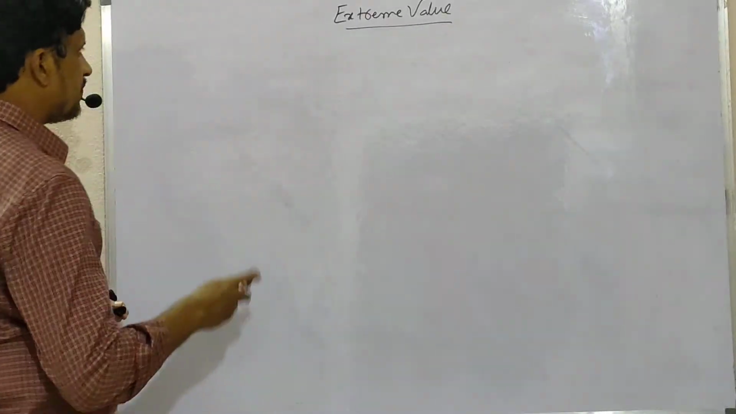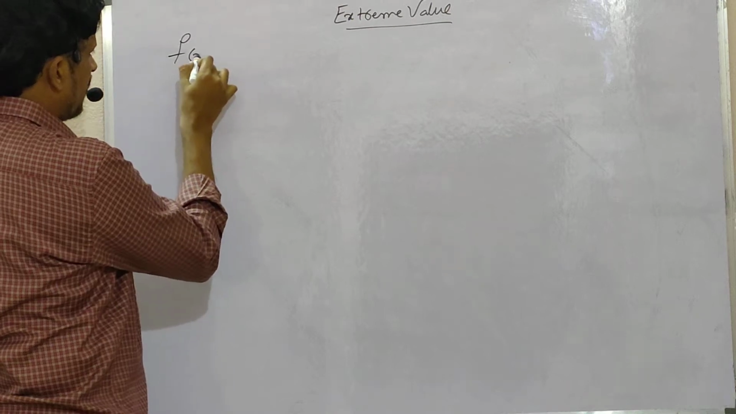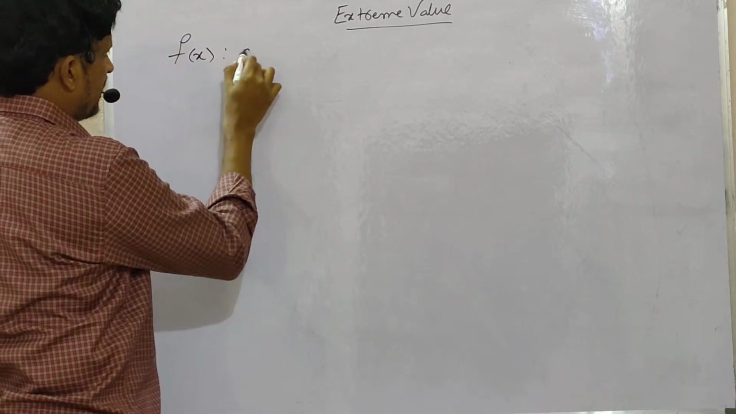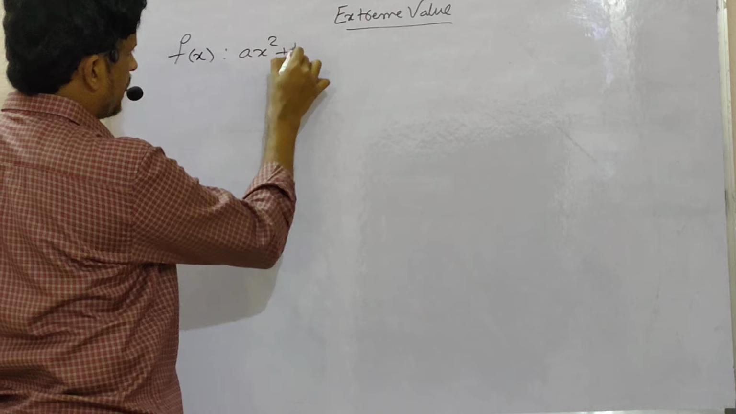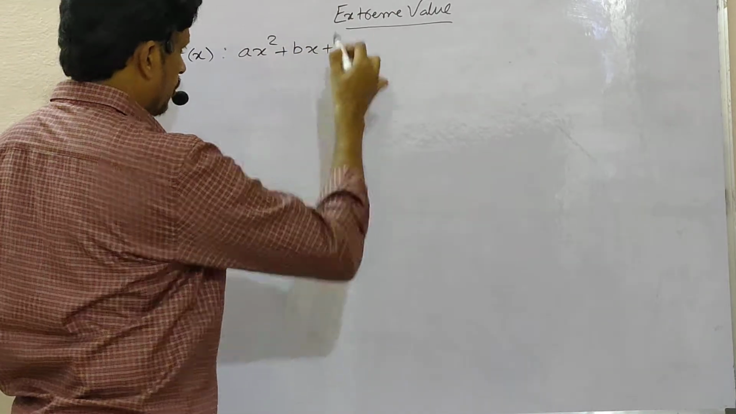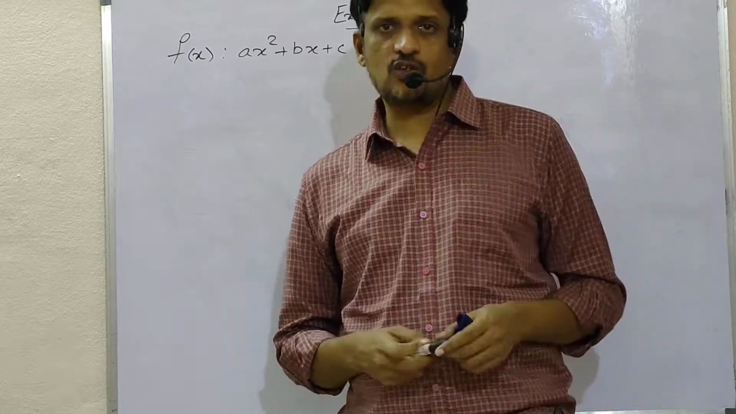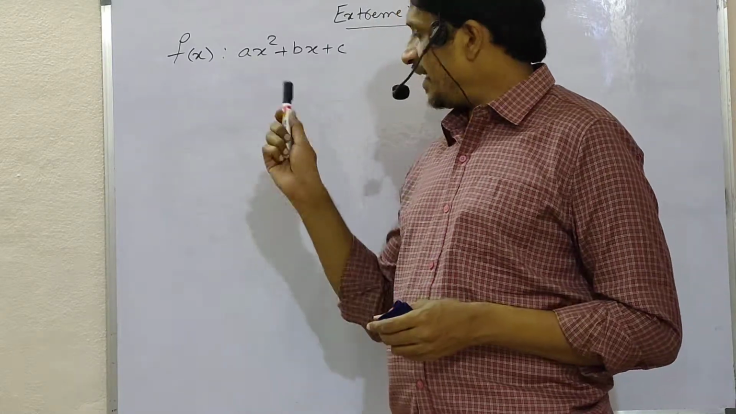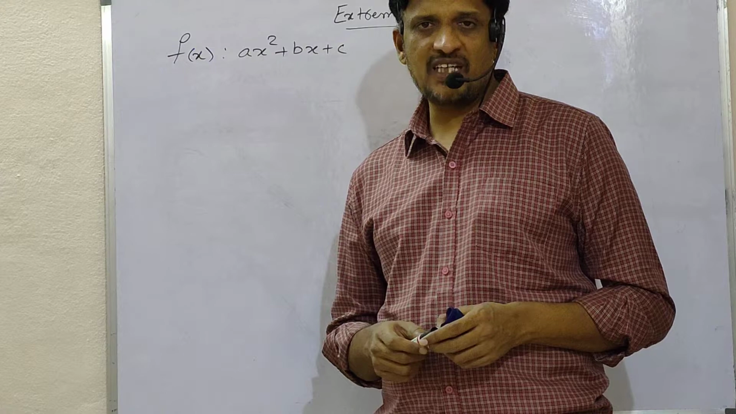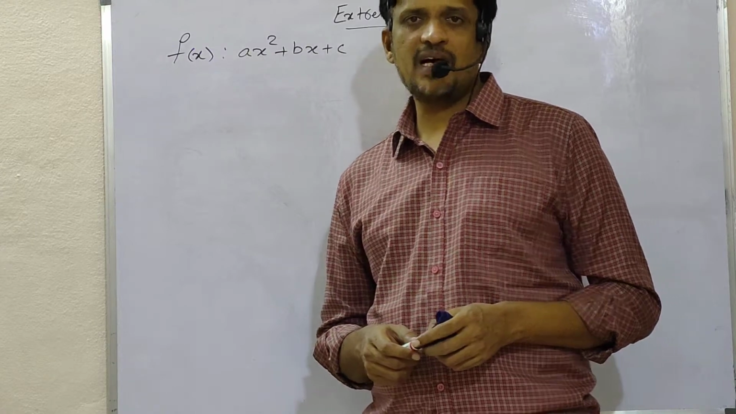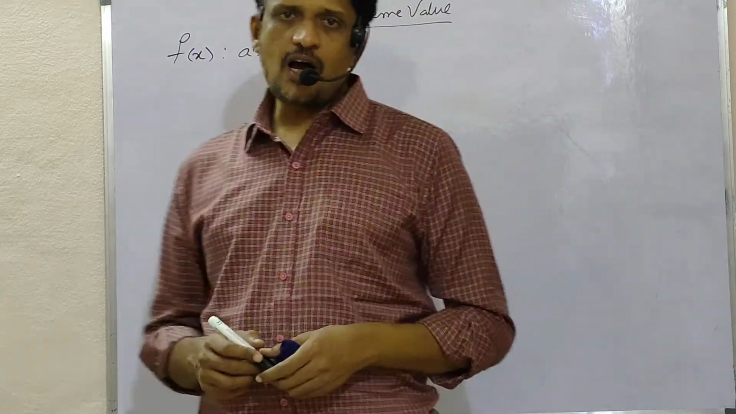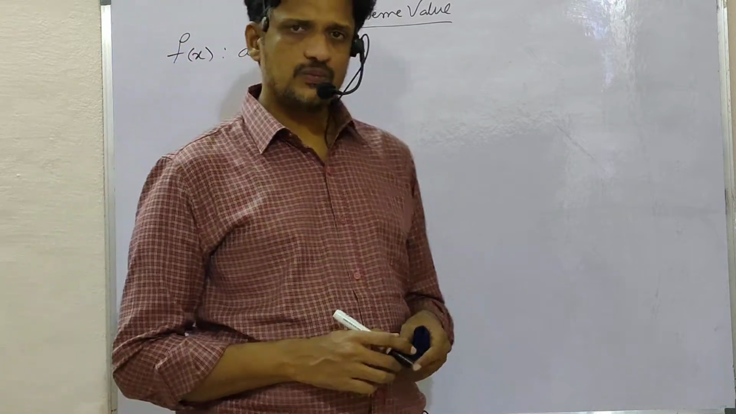So just observe the given one. f of x is the given expression, that is ax square plus bx plus c, where a is a non-zero value and a, b, c are real or complex numbers. So the expression ax square plus bx plus c is given by f of x. We have to find its extreme value.